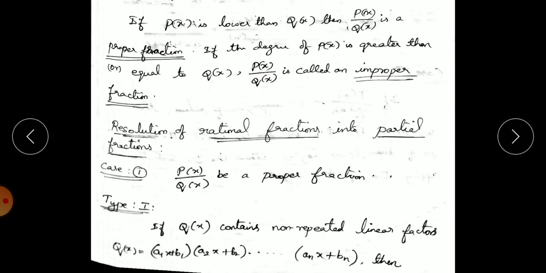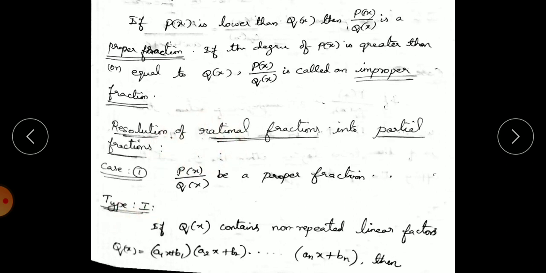Now we are going to see some cases of partial fractions, depending upon the proper and improper fraction. Proper means the degree should be lesser in the numerator, and improper means the degree should be greater in the numerator. So first we can see case 1, that is, p of x by q of x is a proper fraction. Proper fraction in the sense the degree of p of x is lesser.